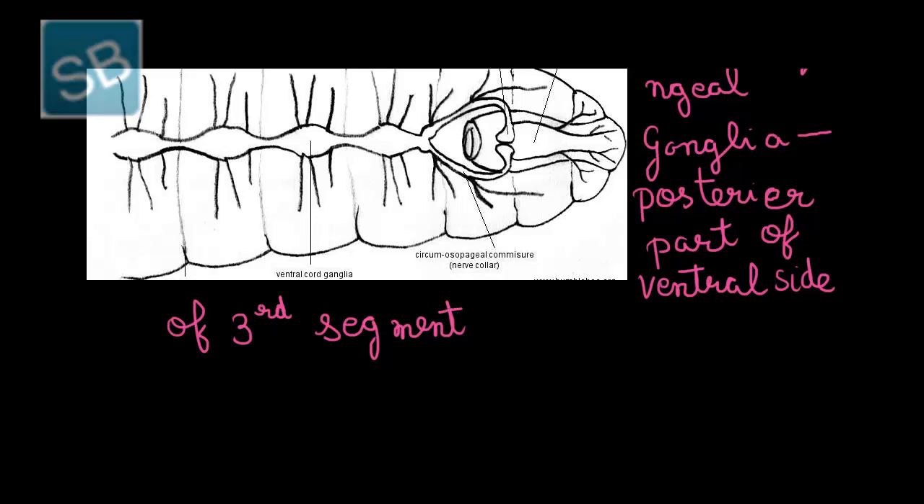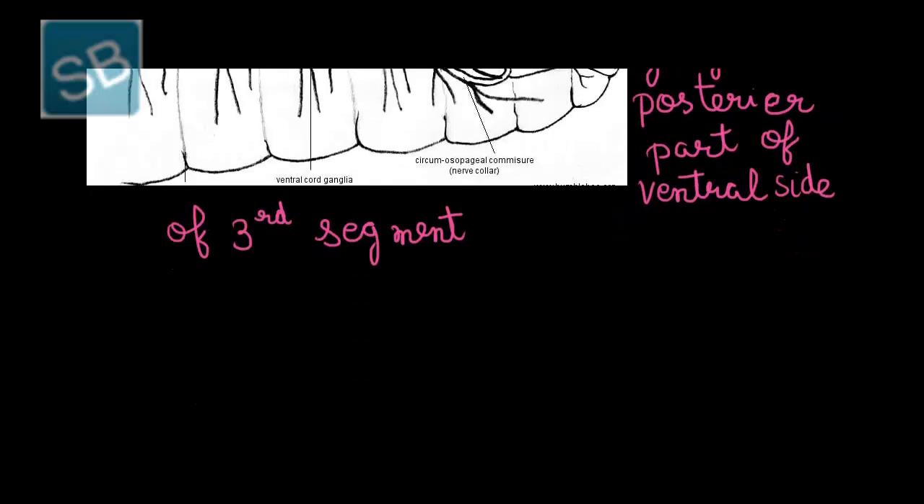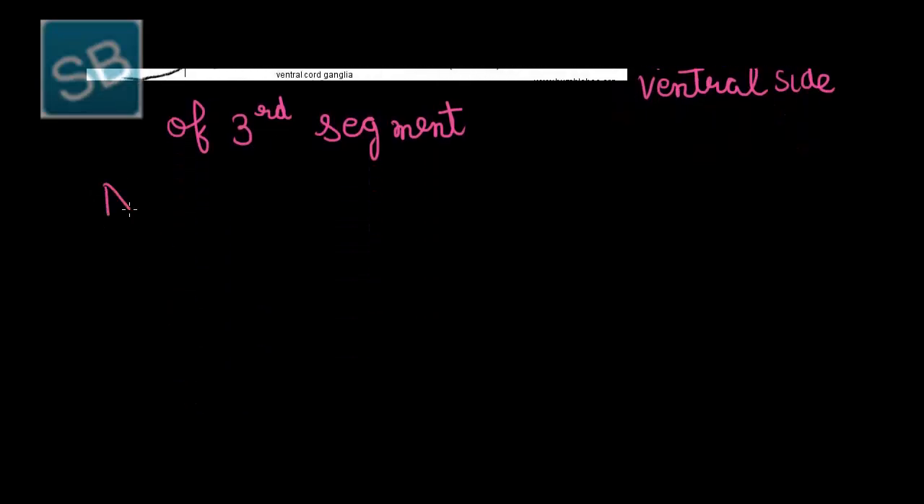Now these two pairs of ganglia, that is supraesophageal and subesophageal ganglia, are connected to each other via circumesophageal ganglia, which occur in a pair. Circumesophageal ganglia are also known as the nerve collar. These pairs of supraesophageal, subesophageal and circumesophageal ganglia together combine to form a nerve ring. Thus, the nerve ring is formed by the combination of all three types of ganglia.